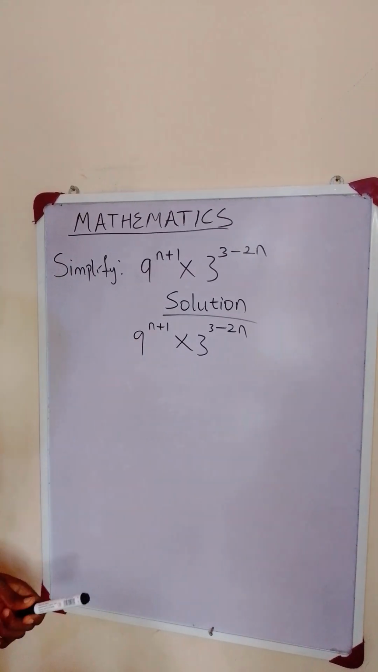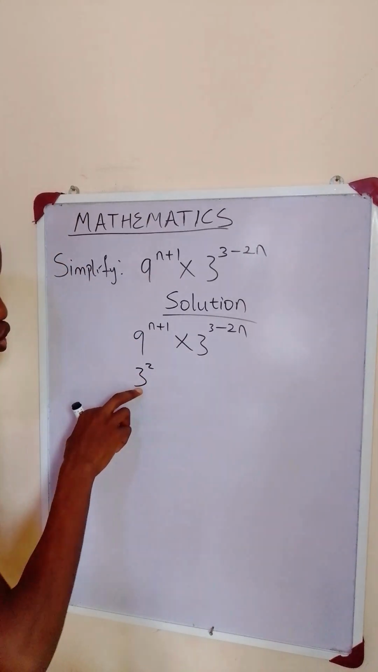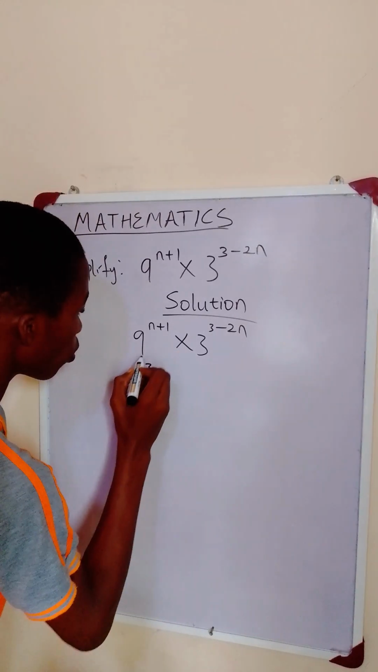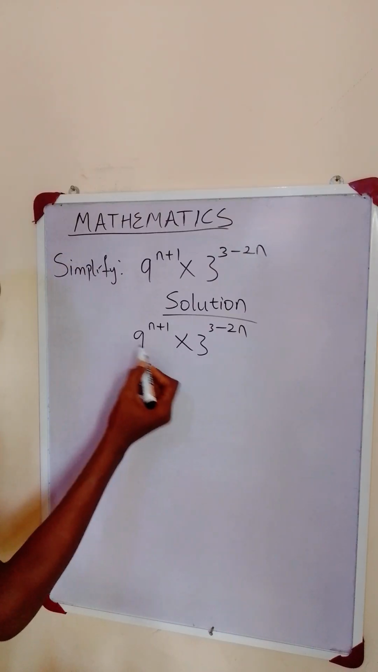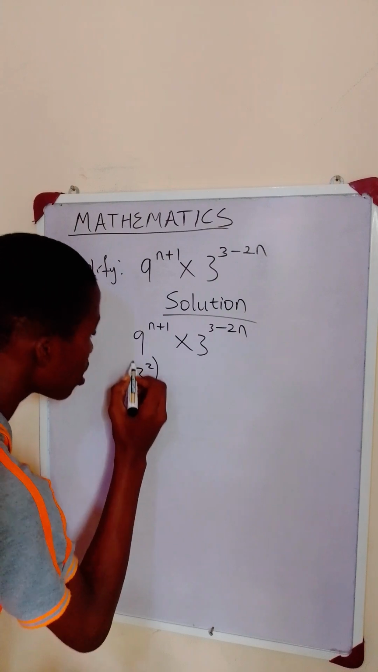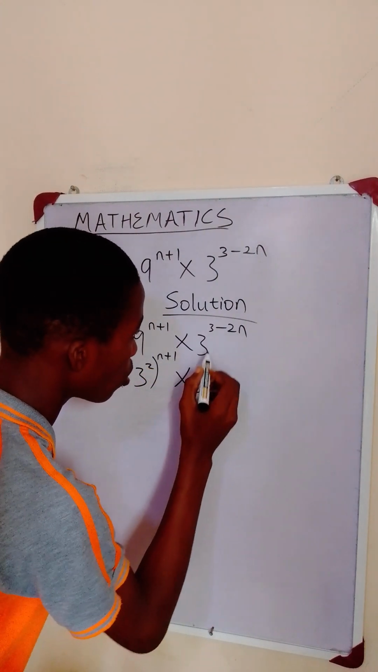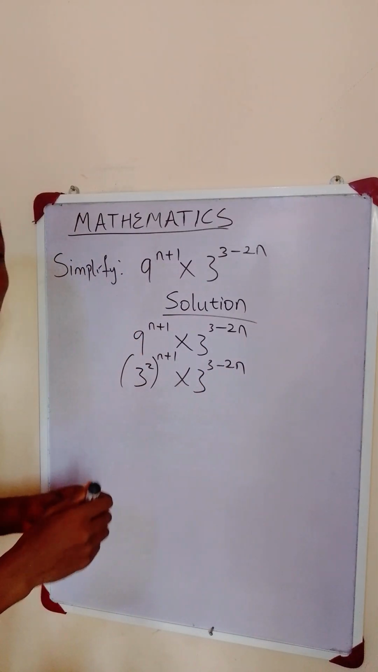So I'm going to do that. 9 is going to be replaced as 3 raised to power 2. The aim is to make the bases the same, to apply the multiplication law. So this 9 is 3 raised to power 2. Remember, this 9 already has a power, n plus 1. So you have 3 raised to power 2, raised to the power n plus 1, times 3 raised to power 3 minus 2n. You can see now that a law is coming up.